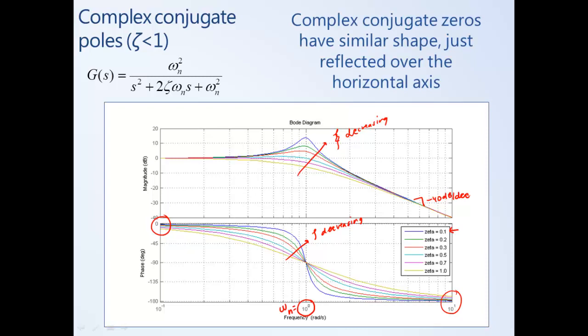Furthermore, when we have complex conjugate zeros, we have a very similar shape. It's just reflected over the horizontal axis. This is the same sort of trend we saw with simple poles and simple zeros and differentiators and integrators. But instead of starting off at 0 and going down at a slope of minus 40 dBs per decade, a complex zero will start off at 0 and go up at plus 40 dBs per decade. And the phase, instead of going down to minus 180, will start at 0 and will go up to plus 180.